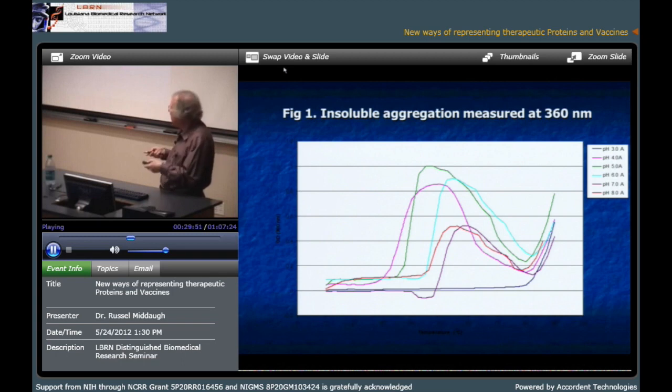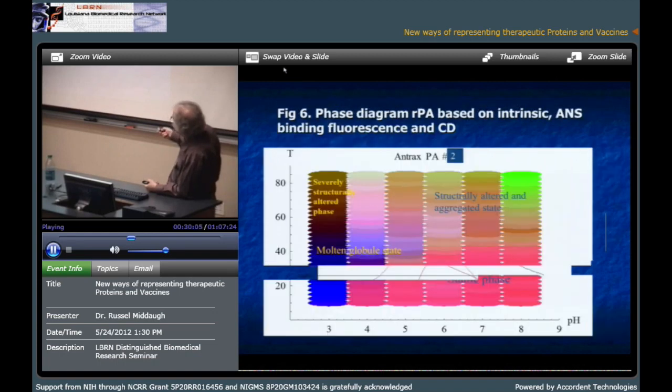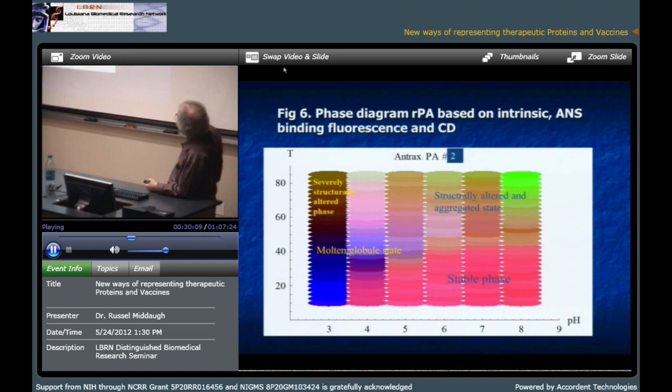And once again, it's a collection. I know you can't read the axes down here. This is just aggregation. So this is pH, and this is temperature. These are different pH values, rather, right here. This is just time as a function of the stress. And this is CD, and so here's all the data. I won't go through it.